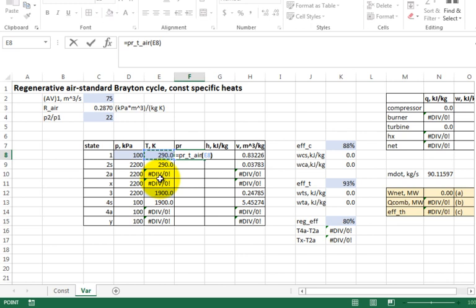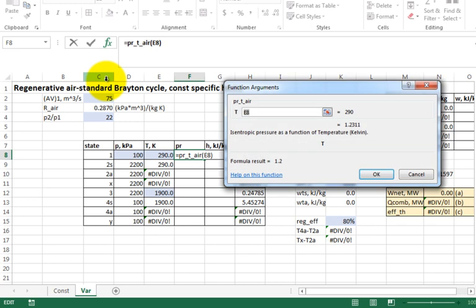Close a parenthesis. If you're interested, you could hit on this little key right here. It's like a help on your function help. And it says, oh, isentropic pressure as a function of the temperature in Kelvin. So this temperature has to be in Kelvin, and it's going to come back with the value 1.2311. Is that close enough to what our table gives? What did our table value? You had it. 4.2. Okay.